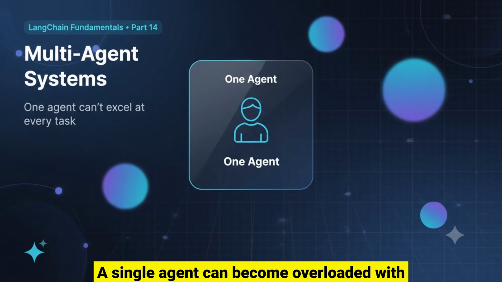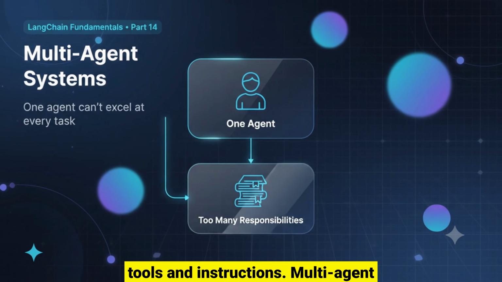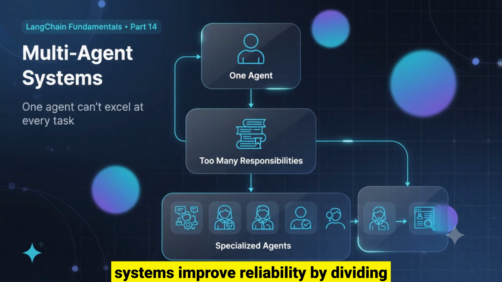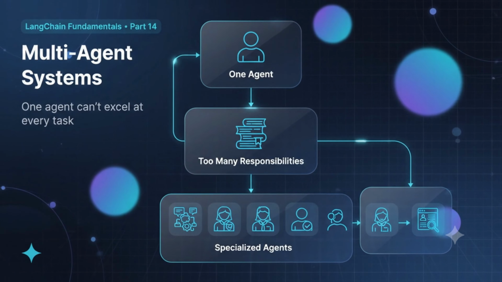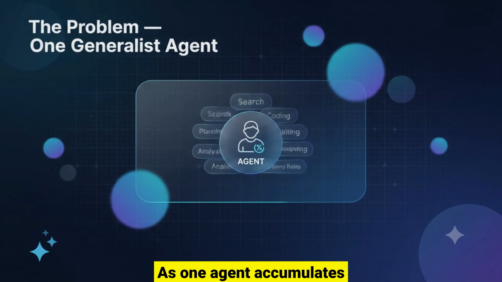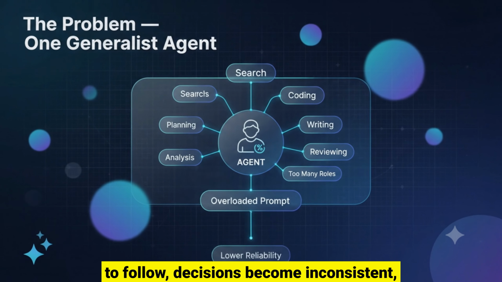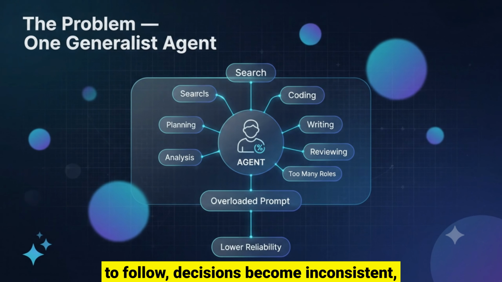A single agent can become overloaded with tools and instructions. Multi-agent systems improve reliability by dividing work among focused specialists. As one agent accumulates responsibilities, prompts become harder to follow, decisions become inconsistent, and overall performance begins to decline.